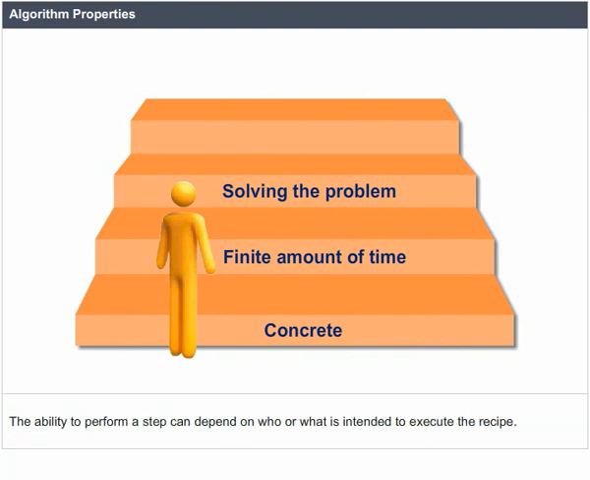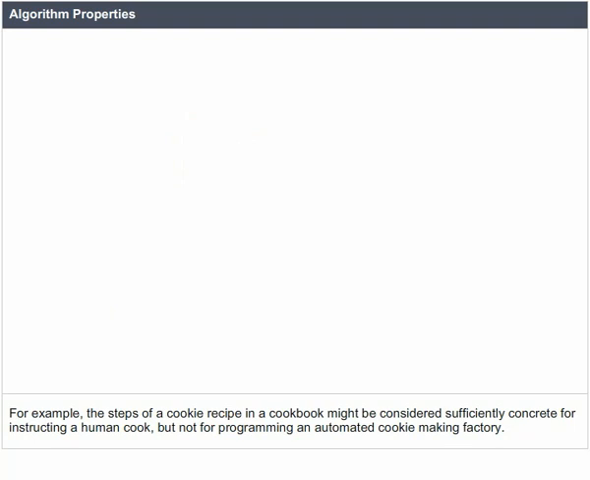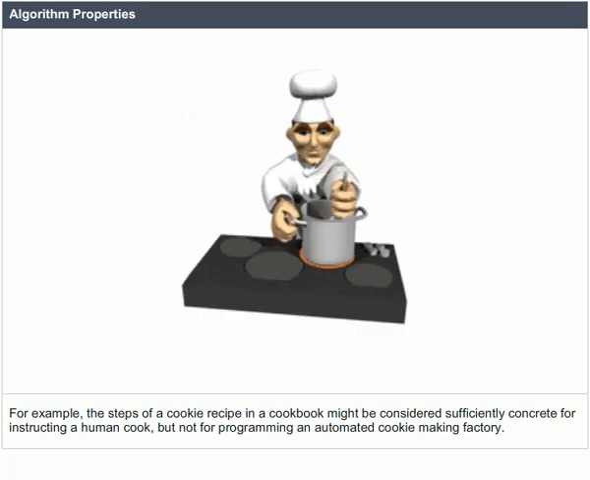The ability to perform a step can depend on who or what is intended to execute the recipe. For example, the steps of a cookie recipe in a cookbook might be considered sufficiently concrete for instructing a human cook, but not for programming an automated cookie-making factory.